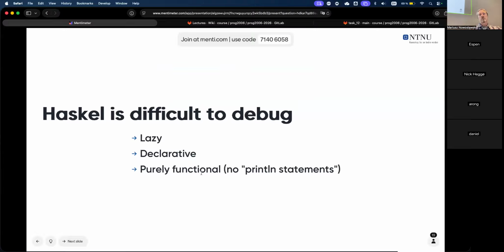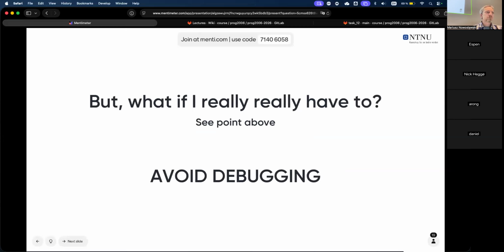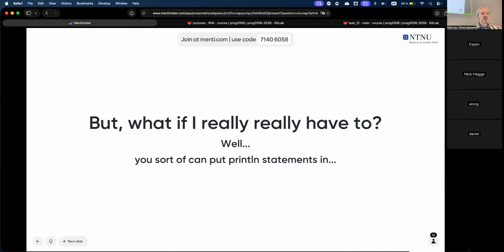And you hit that wall head on, right? You try to understand, you try to put printouts into the code, and you can't. And it's like, oh, far out. What do I do now, right? Well, if you really have to do debugging, then try to avoid it. I really encourage you not to do debugging in Haskell. But if you really, really have to do it, there is a hack.